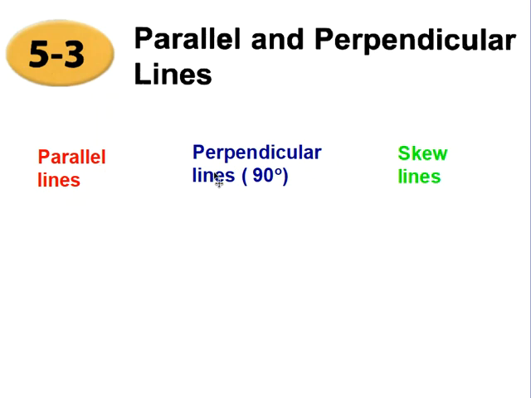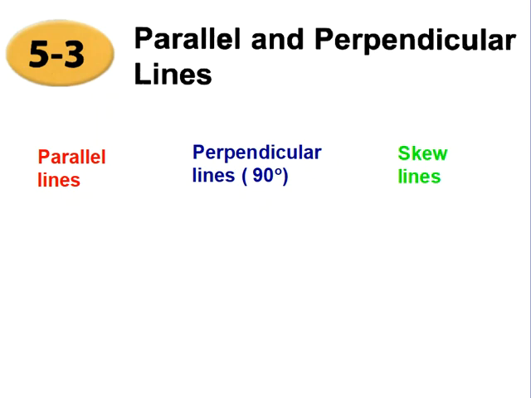And perpendicular lines will intersect each other at 90 degrees. They must intersect at 90 degrees. Skew lines are in three-dimensional shapes. Skew lines are not parallel and they will not intersect each other. How? It's of course in the three-dimensional shape.